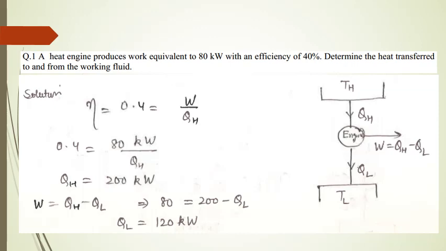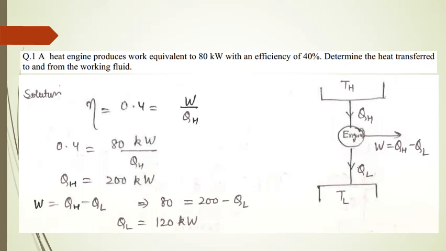Now on the right hand side we have shown the symbolic diagram of heat engine. So this heat engine is being supplied QH amount of heat from the reservoir at temperature TH, and this heat engine, which is a cyclic device, is doing work equivalent to QH minus QL, and QL amount of heat is rejected by the working substance to the low temperature reservoir, which is maintained at temperature TL.